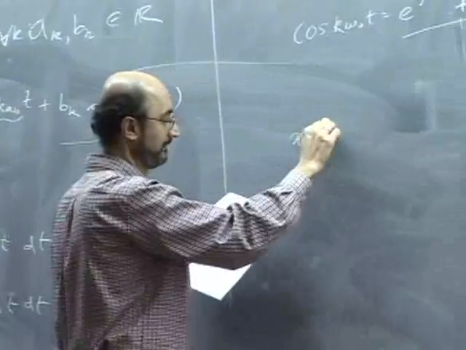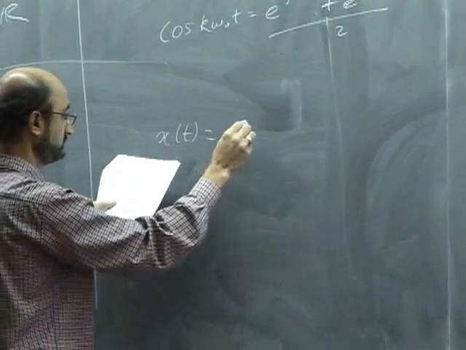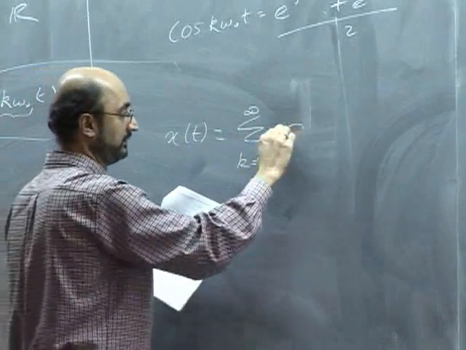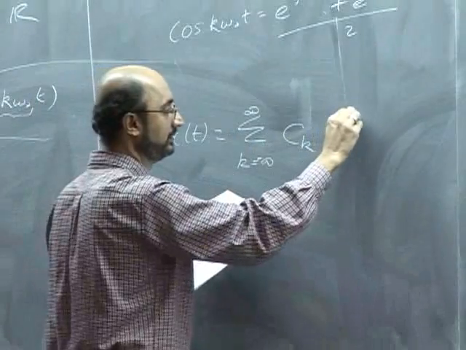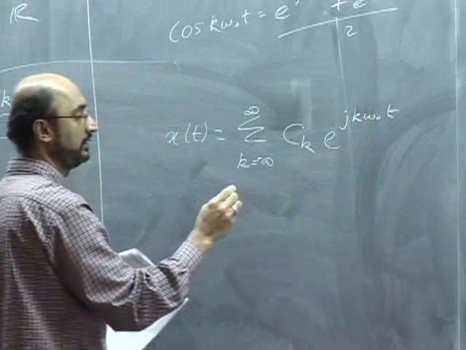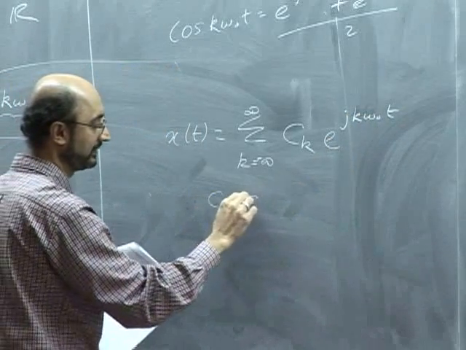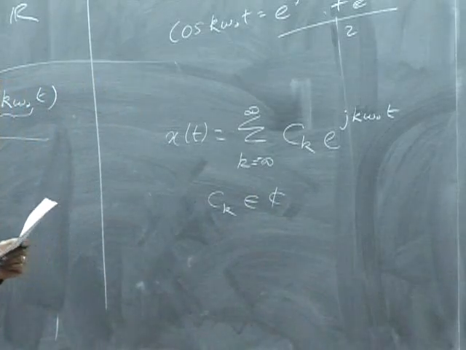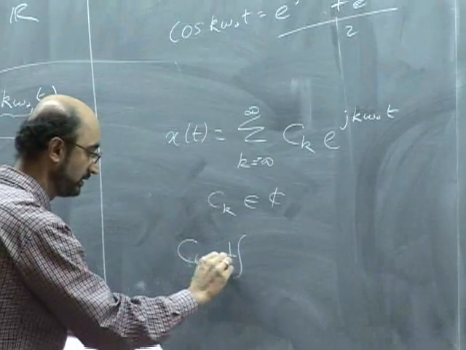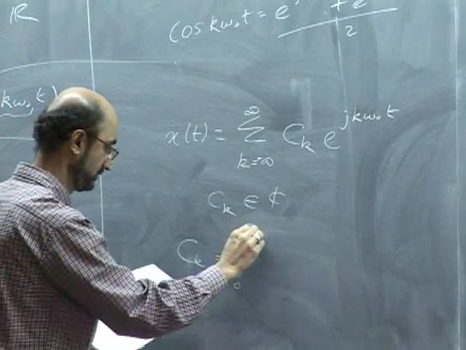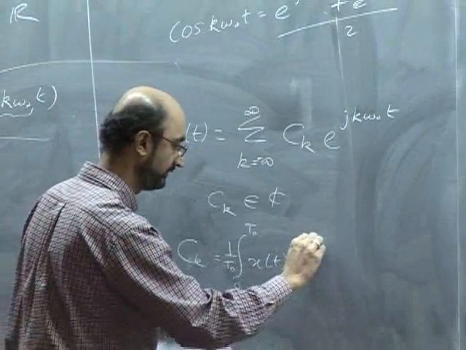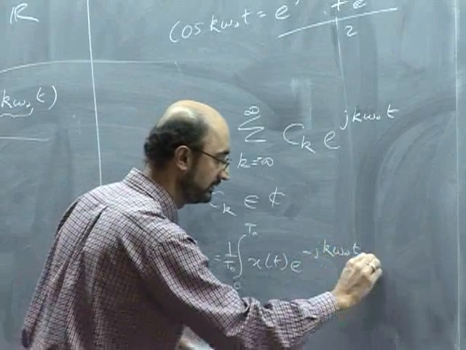We get x(t) equals the sum, k equals minus infinity to infinity, of c_k e to the j k omega naught t, where c_k is a complex number, and is defined to be c_k equals 1 over T naught, integral from 0 to T naught of x(t) e to the minus j k omega naught t dt.